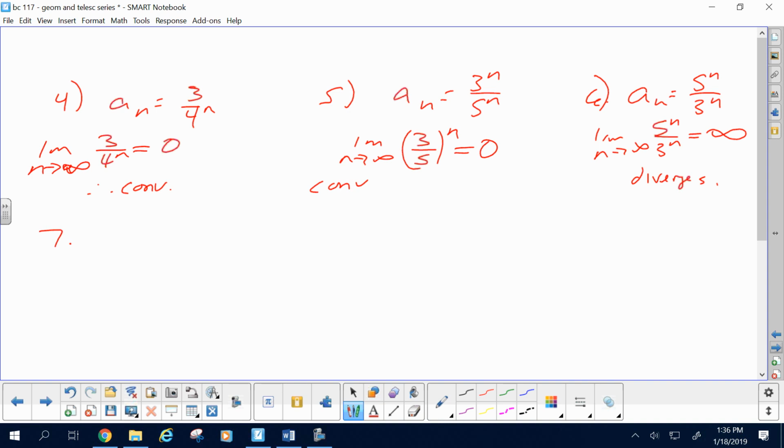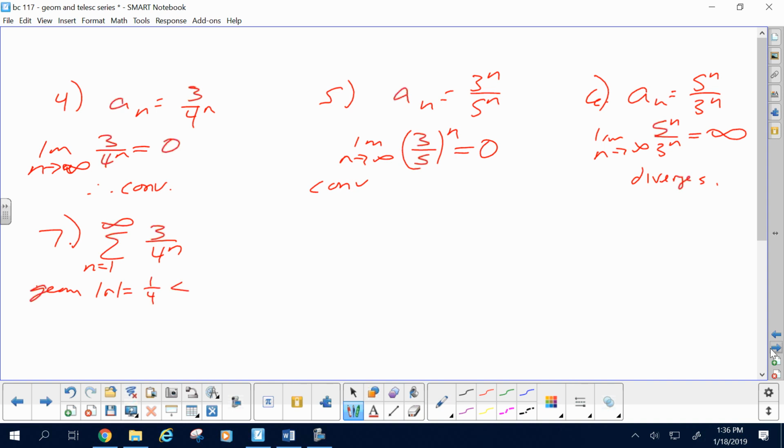Number 7. Does it converge or diverge? And if it converges, find its value. What kind of series is that? It's geometric. When you see that exponential and coefficients, it's geometric. What's the common ratio? Is it 3/4 or 1/4? 1/4. You're only multiplying by the 4 each time. The 3 just stays 3. It doesn't change. So the common ratio is 1/4.